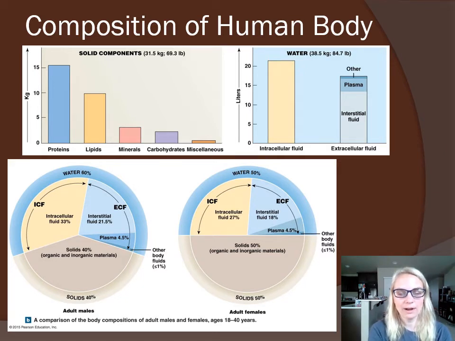Then they're taking those measurements in the bar graph and turning them into these pie charts between a male and female. For males and females, the ratio is a little bit different between fluid and solid. Males have a little bit more water percentage, about a 60-40 split, and women are a little bit closer to a 50-50 split between the ECF, the ICF, and your solid components.